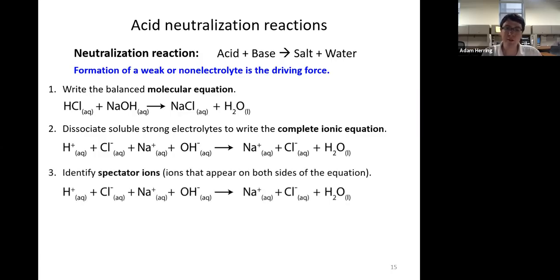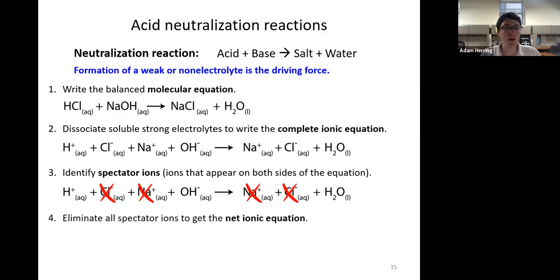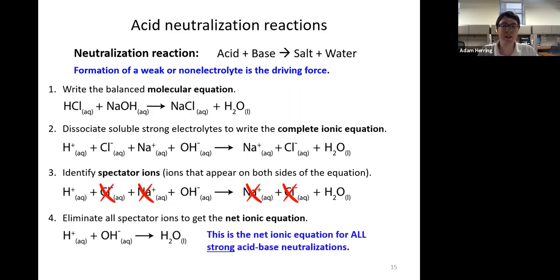Now, we identify the spectator ions. These, again, are the ions that appear on both sides of the equation. So we have chloride, which is aqueous on both sides of the equation, and sodium ions, which are the same on both sides of the equation. That leaves us with our net ionic equation, which is hydrogen ions plus hydroxide reacting to form water. And this is the net ionic equation for all strong acid-base neutralizations.